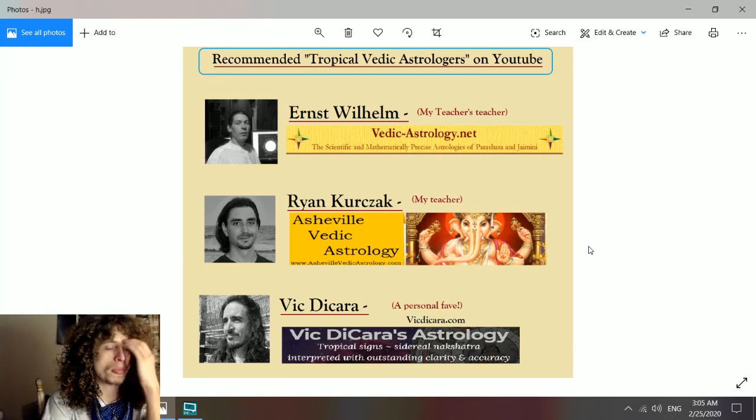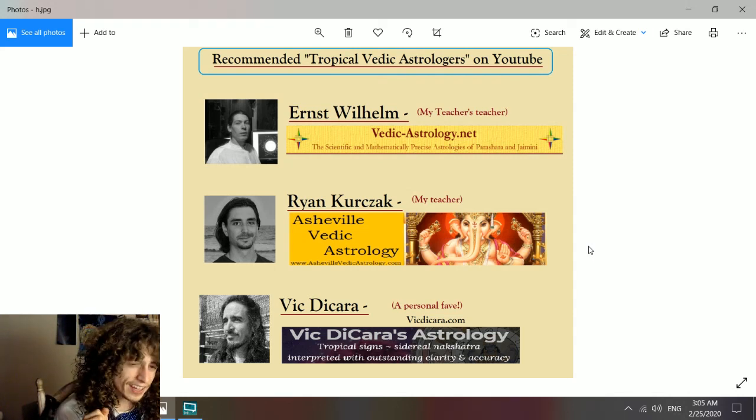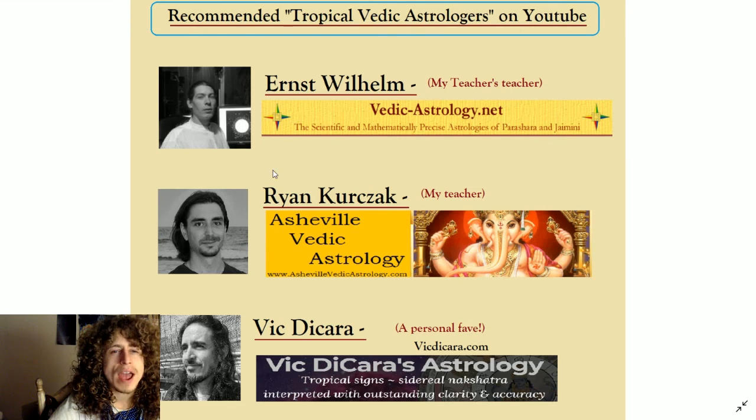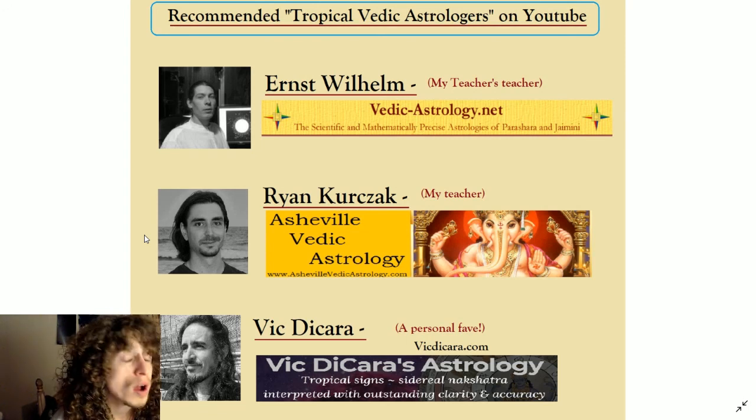I digress. Ernst Wilhelm, he's got like Sun at Atmakaraka, I think. Don't quote me on that, but he's got a deep essence of these things. Although he doesn't give you the groundwork that Ryan does. Ryan is a student of Ernst's, and Ryan is my teacher. I'm in year 3 of his astrology apprenticeship course. I highly recommend all his videos. We're getting a basic startup on what tropical Vedic astrology is all about.